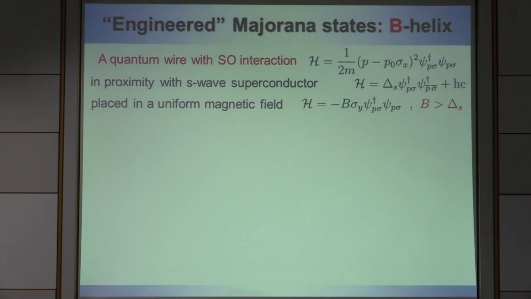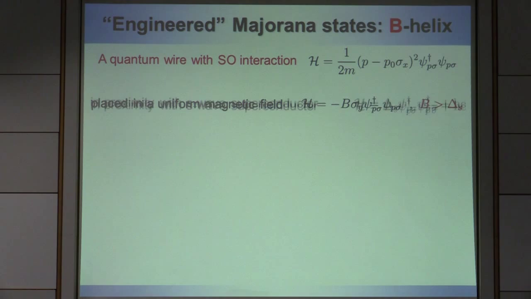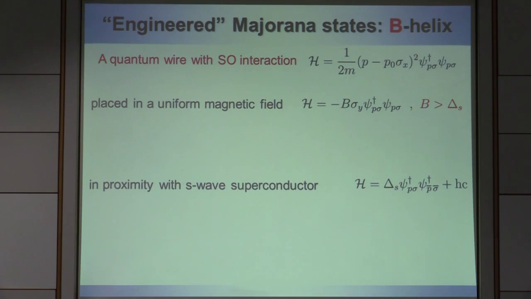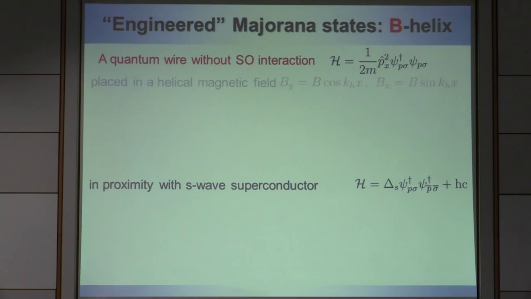It was realized quite soon that actually one can get rid of one of the components, namely one can do away with the spin-orbit interaction. And for that, we may consider just the wire without spin-orbit, but the magnetic field then must be not uniform, but rather forming a helix in some direction, well, in the direction of the wire.